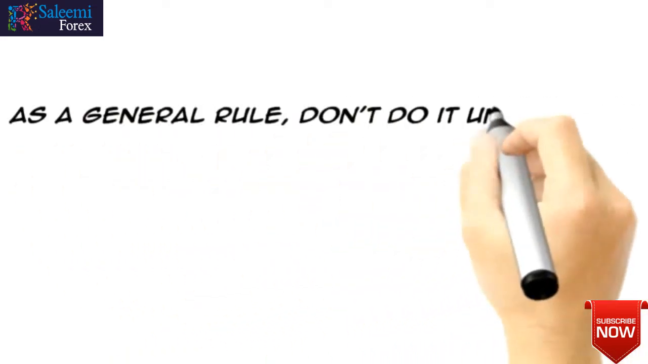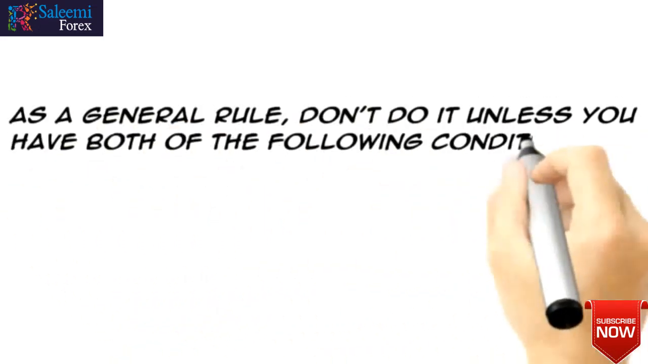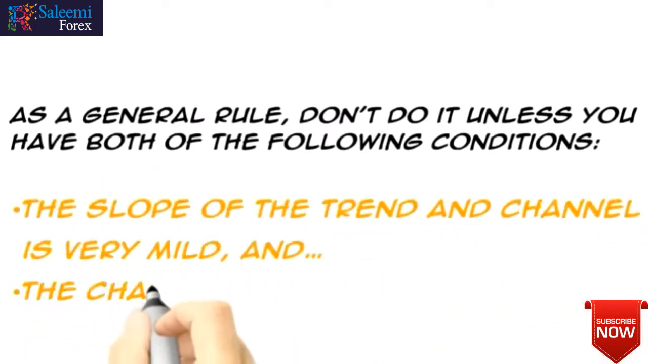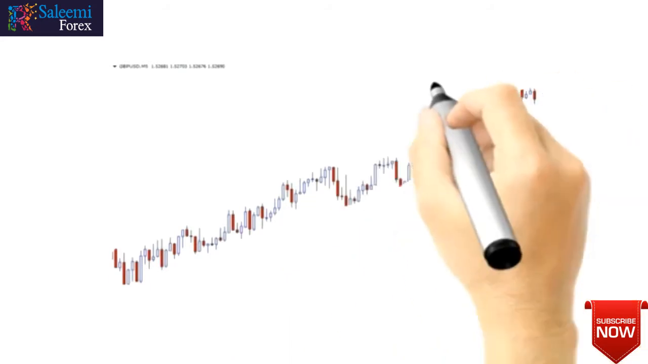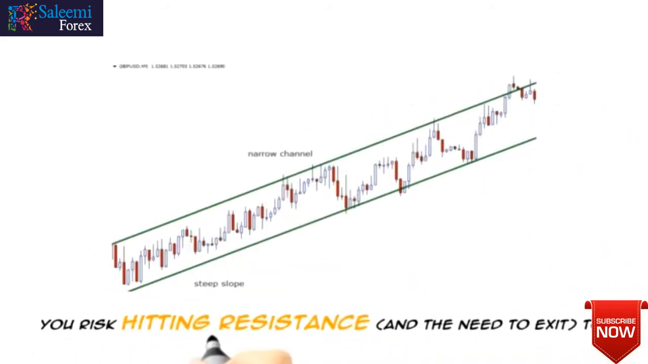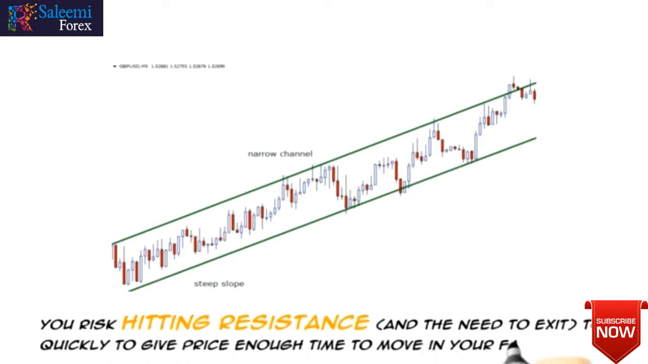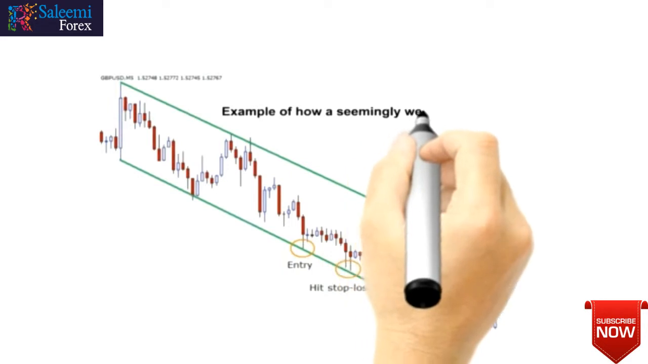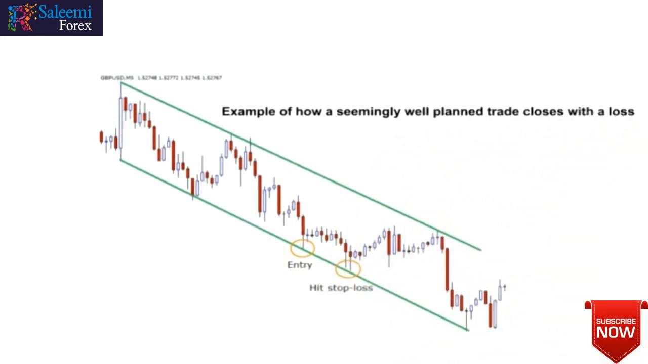As a general rule, don't do it unless you have both of the following conditions. The slope of the trend and channel is very mild, and the channel is wide. If the slope is steep or the channel is narrow, you risk hitting resistance and the need to exit too quickly to give price enough time to move in your favor. Figure 4.9 shows an example of how a seemingly well-planned trade closes with a loss because when you trade against the trend of a steep and narrow channel, resistance moves closer with each candle and the trade doesn't have enough time to move in your favor.